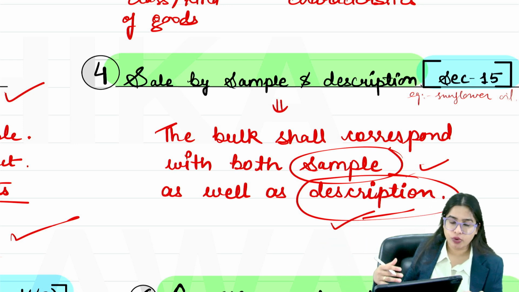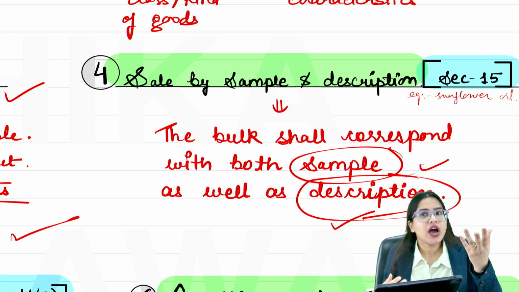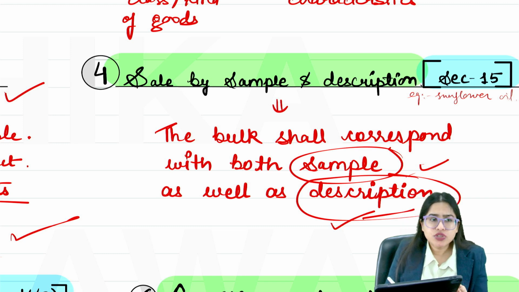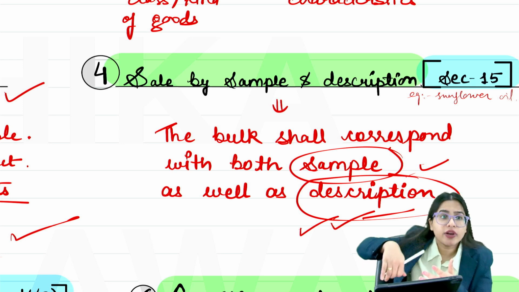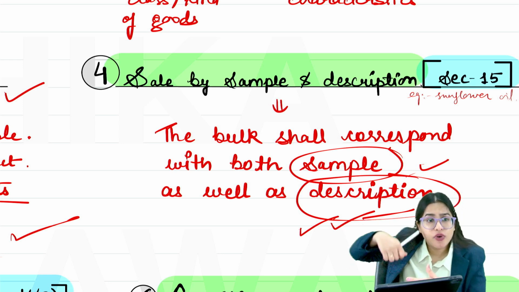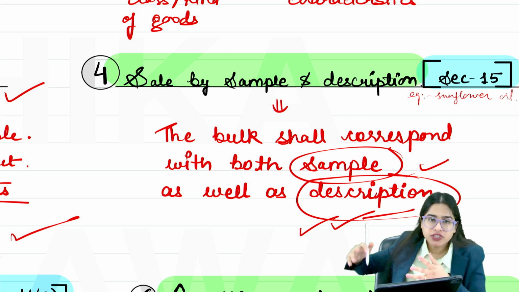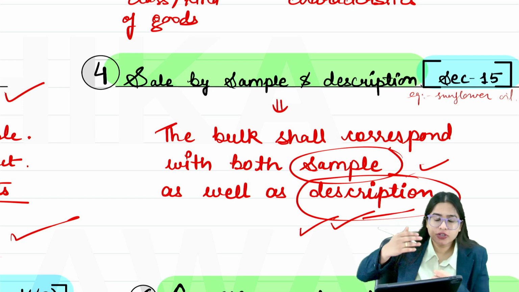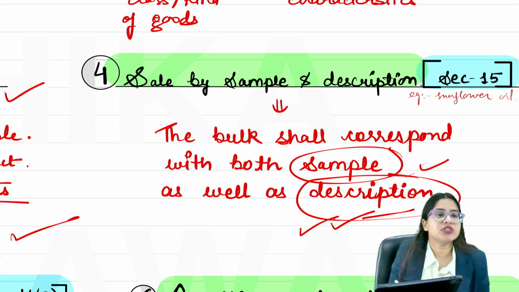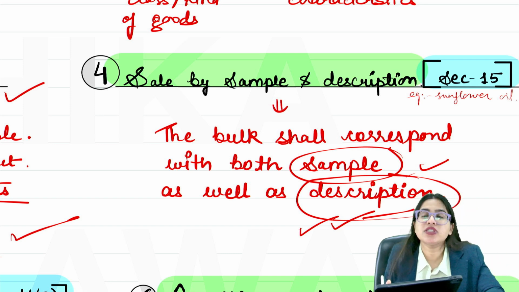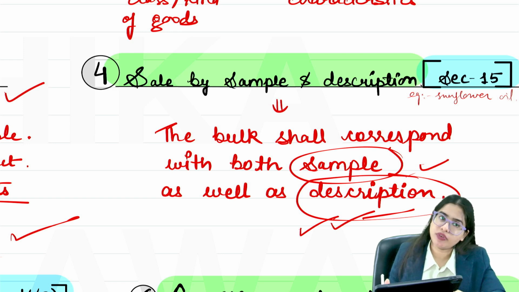Now he gave me that oil. After he gave me that oil, I found out that it is not sunflower oil, rather it is a mixed oil. It is a mixture of castor oil, mustard oil, etc. Are you understanding? Mustard oil, castor oil, olive oil, all the mixture. So now can I return the goods, can I return the oil and claim my money back? The answer is yes. Is the condition breached? Yes. We will say that there is a breach of implied condition.